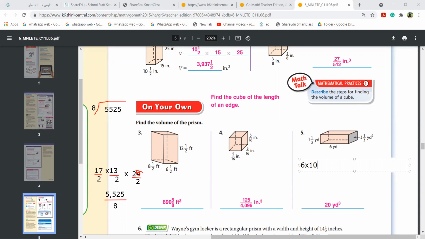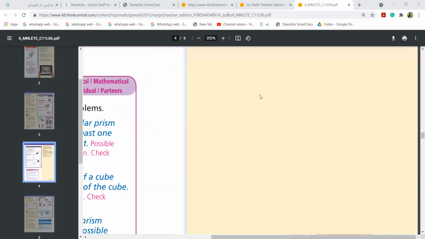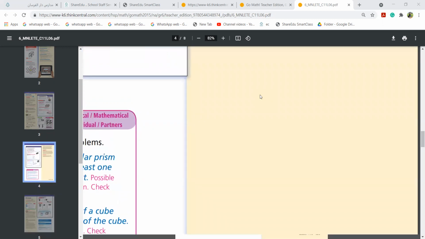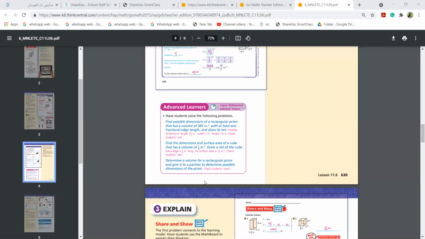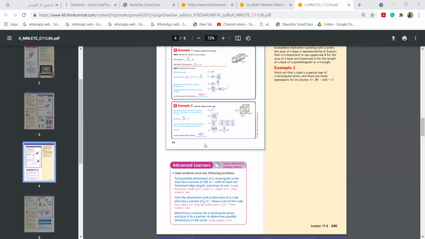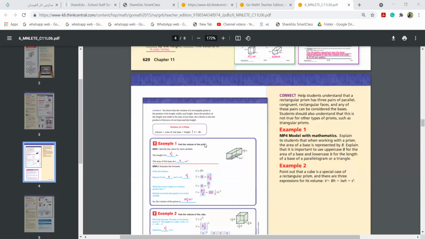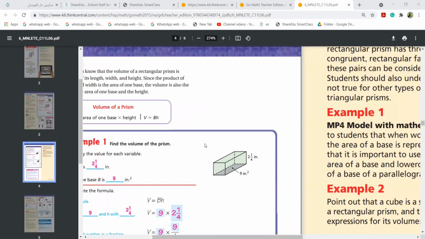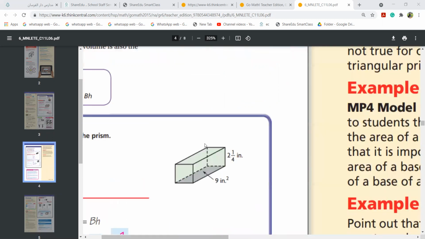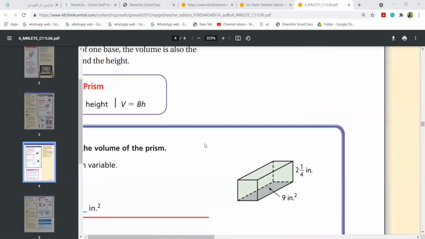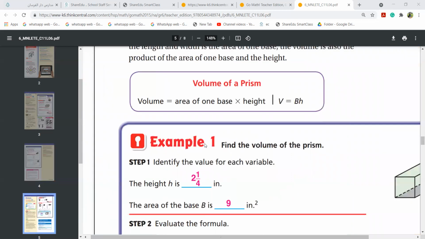Okay, Miss. But let us solve. Let us solve. What is it? Area. The formula is volume equals area of one base into height. Area of one base into height. Let us do that.